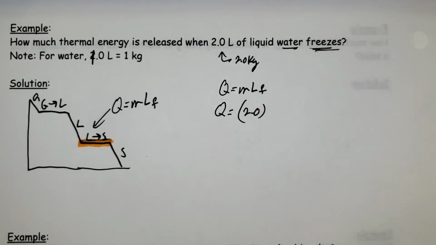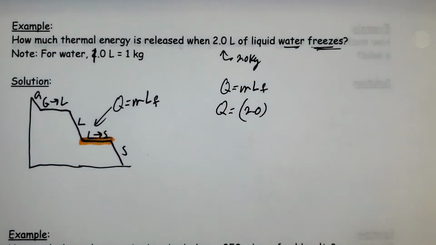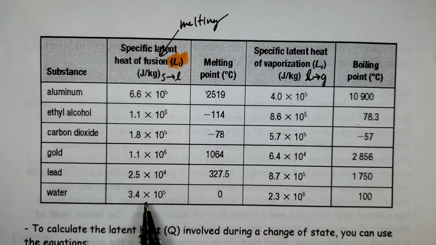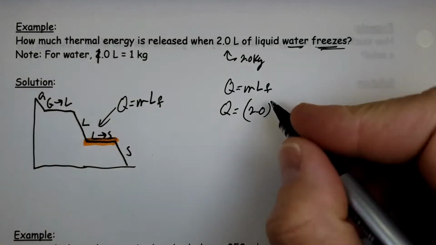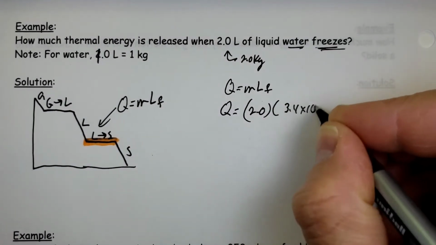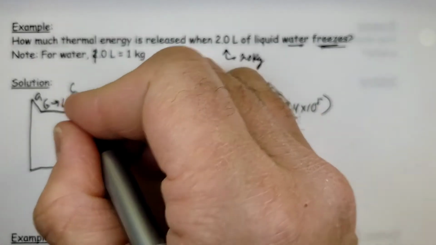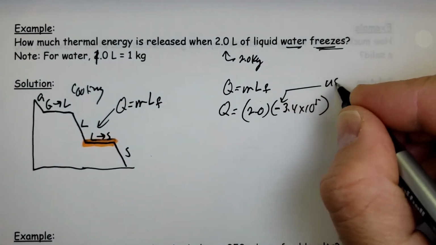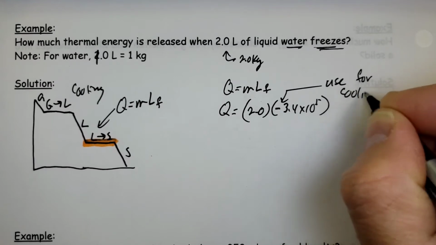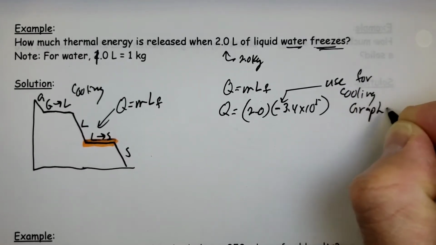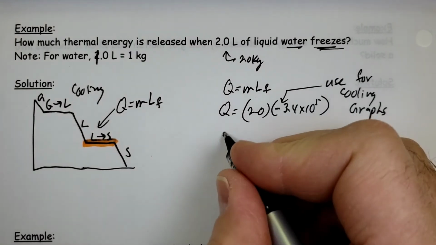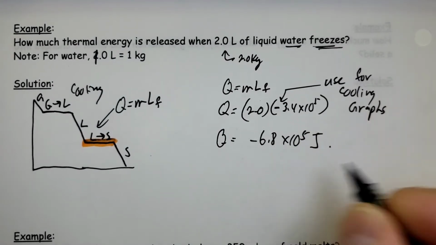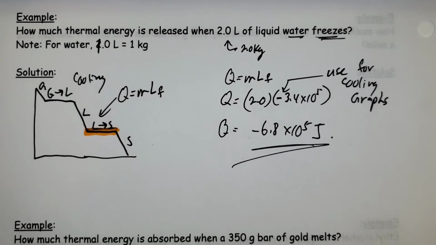Now the latent heat of fusion for water, we're going to have to look that up on this chart. For water, latent heat of fusion, L_F, 3.4 times 10 to the 5. But of course, since it's a cooling graph, we have to use a negative there. Use for cooling graphs, because energy is being released as things cool off. And that's going to give us negative 6.8 times 10 to the 5 joules. All right, easy there, just one step.